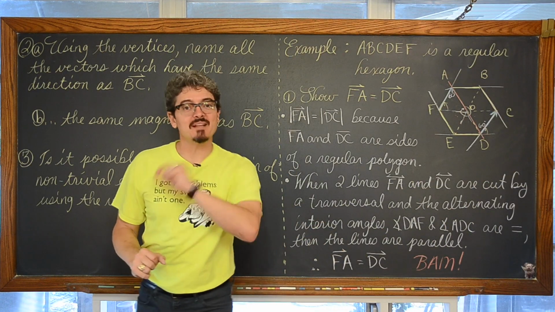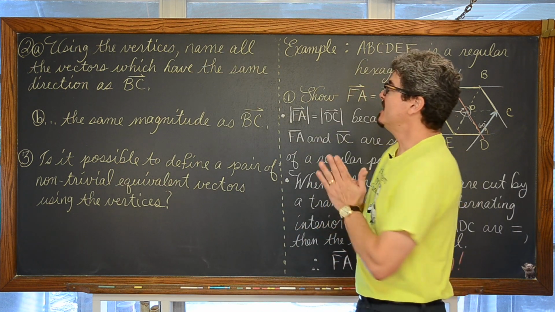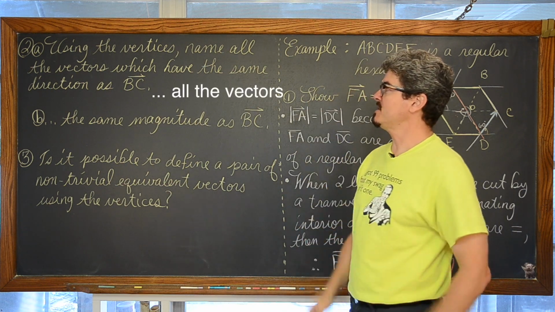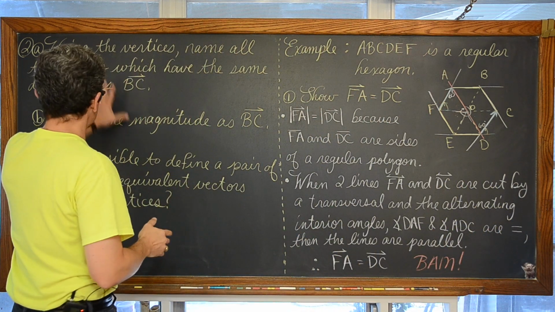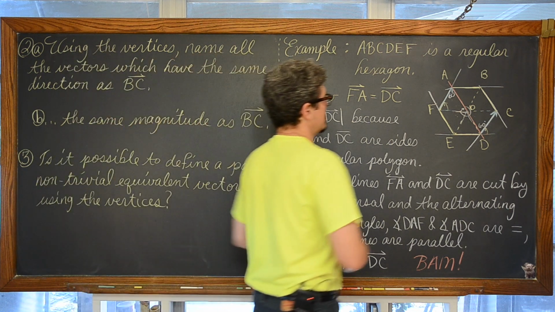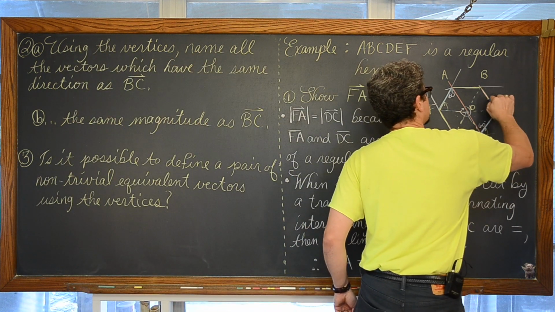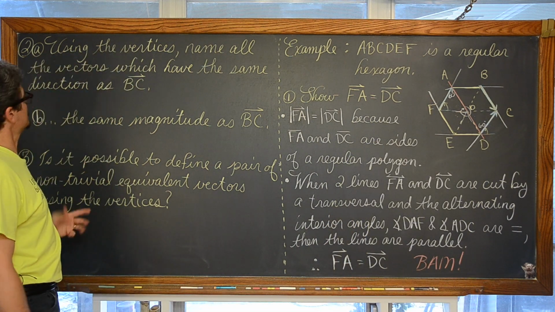Bam! We got that done. Now we're going to be using the vertices. Name all the vertices which have the same direction as vector BC. So the rest of these questions are going to be focused on, let's do this in orange so it stands out, vector BC using the vertices. Name all the vectors which have the same direction.